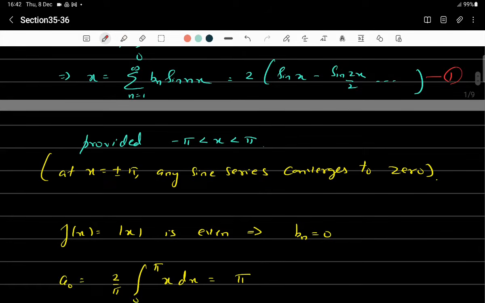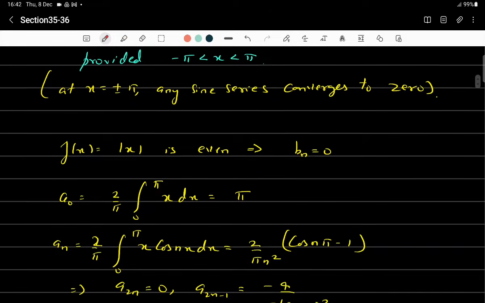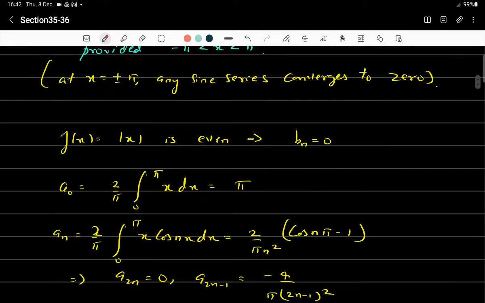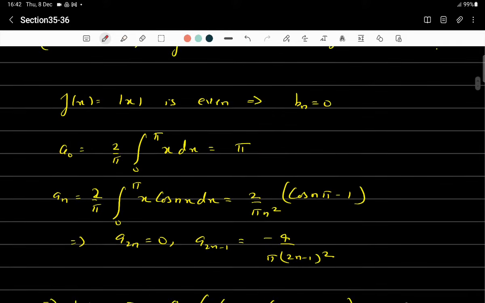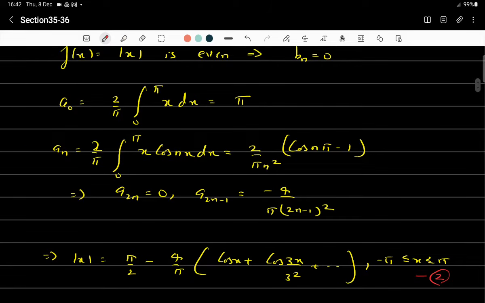If I consider f of x is equal to mod x, it is even, therefore bn is 0, and I can directly compute a naught and an using the property which we have discussed. So minus pi to pi would become 2 by pi, rest would remain as it is, and therefore this is how the series looks like. So in the first case we get only sine terms, and in the second case when it is an even function we get only cosine terms, where x belongs to the closed interval minus pi to pi.